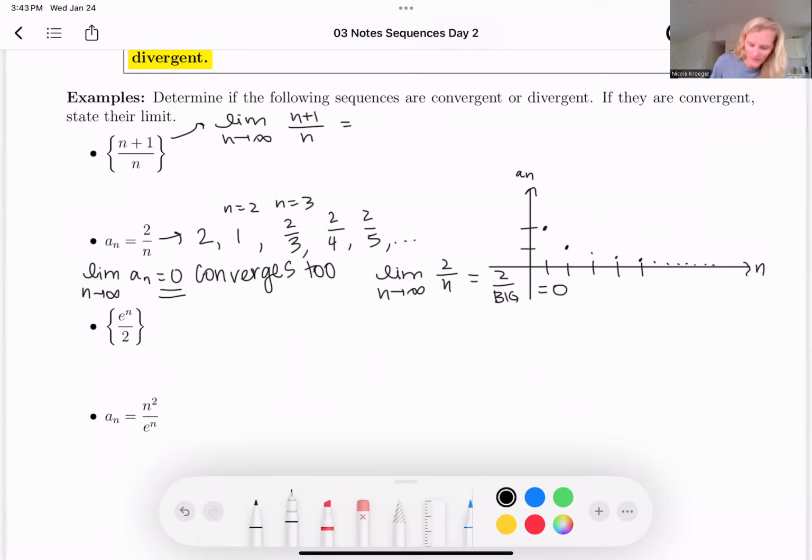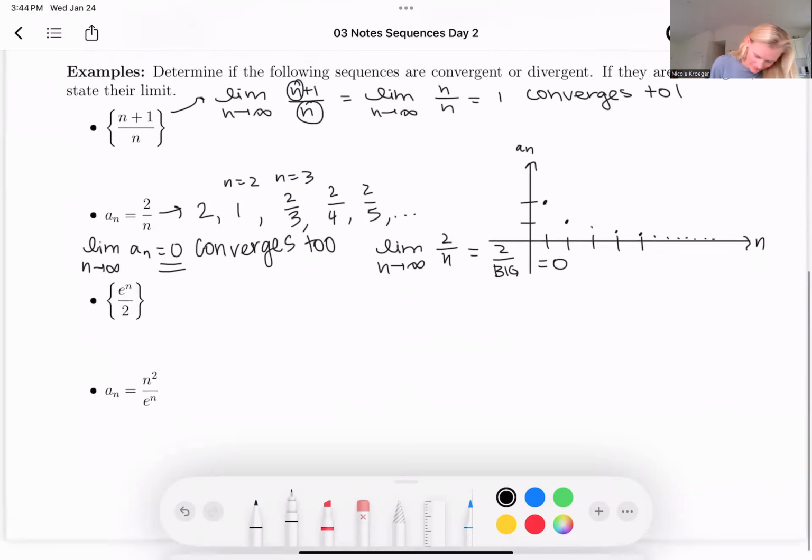This is a polynomial over a polynomial, so we take the highest power, which is n over n. n over n simplifies to 1, so we're getting 1 out from this limit. We got a concrete number out, so this sequence converges. So the sequence converges to 1. That means that the individual terms of the sequence are getting closer and closer to the number 1.